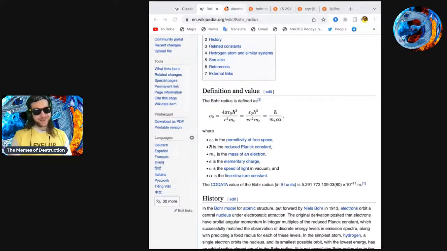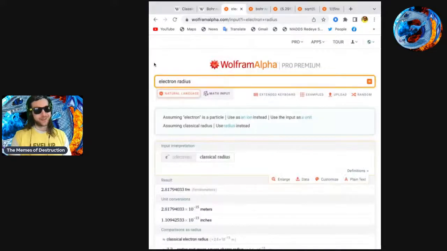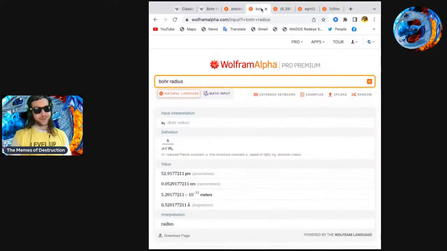But, okay, we're going to go into our friend here, Wolfram Alpha, that being electron radius. Okay. So assuming classical, it gives us 2.817 times 10 to the negative 15 meters. Okay. We go to the Bohr radius. Okay, 5.2917 times 10 to the negative 11 meters. That's pretty cool. That's basically what we were hearing right there. And again, subject to experimental observation as well. That's important.